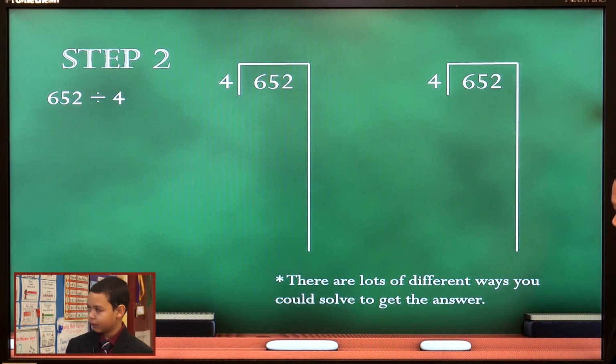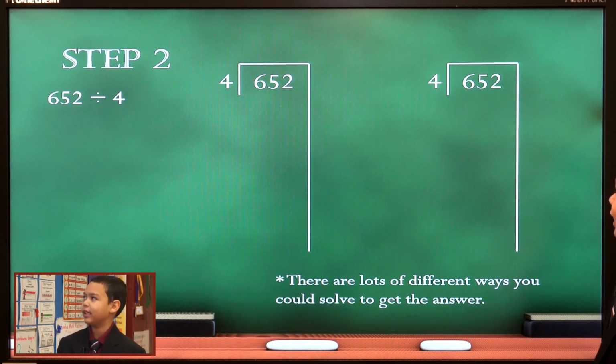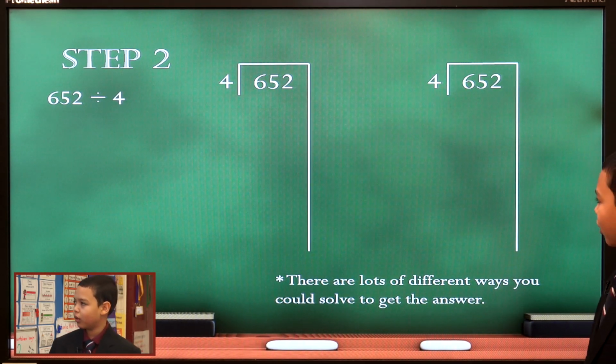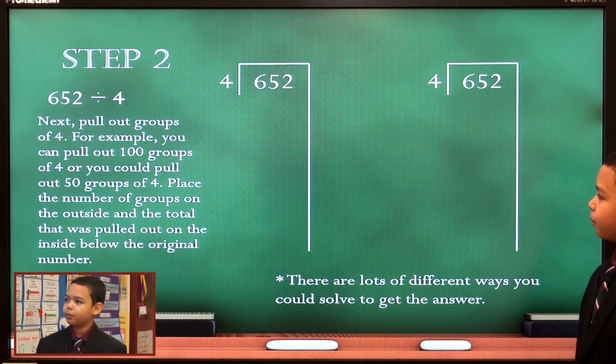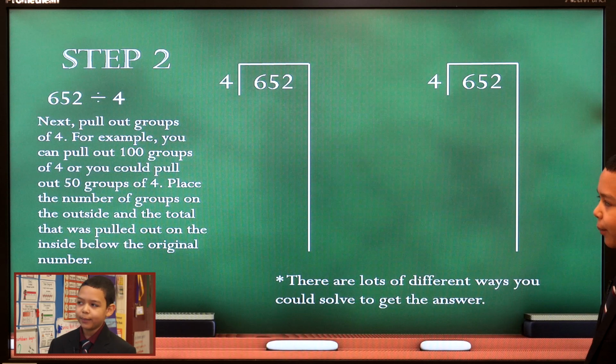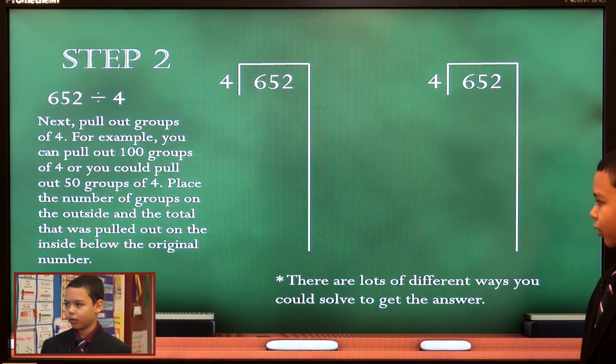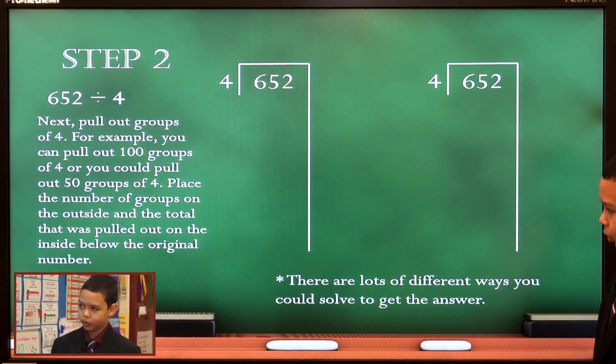So there are lots of different ways you can solve the problem to get the answer. So we're going to draw two problems. Next, pull out groups of 4. For example, you can pull out 100 groups of 4, or you could pull out 50 groups of 4.